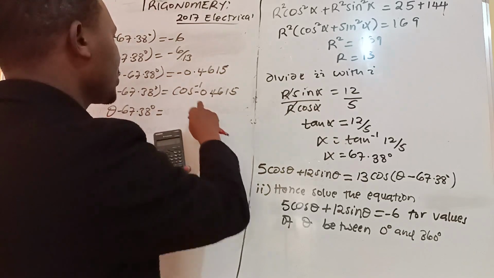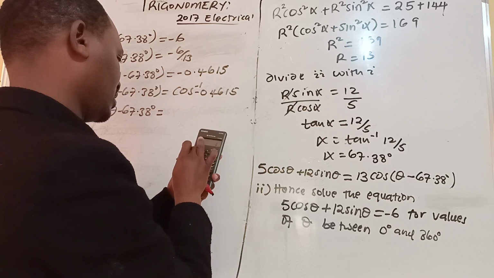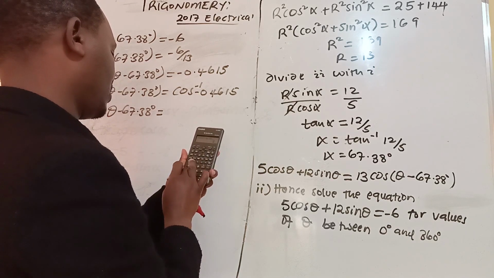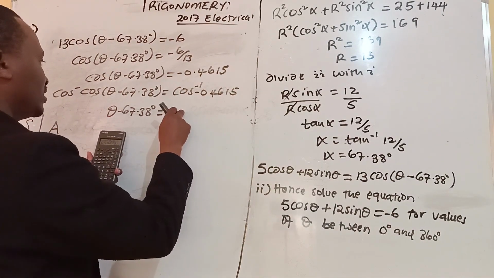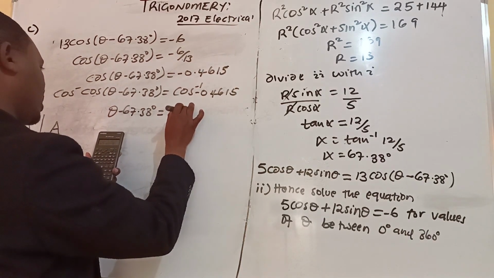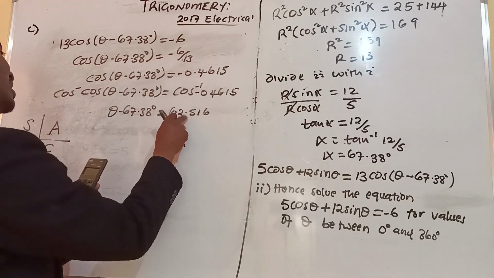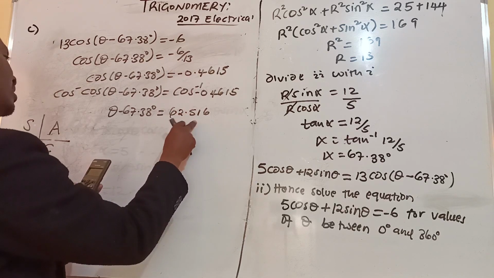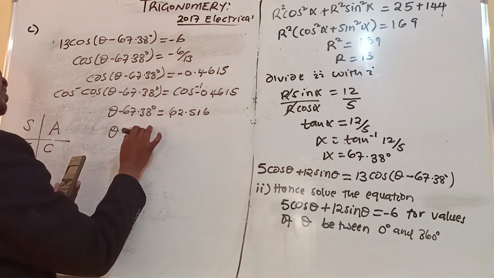So let us work with a positive value here. Shift cos inverse of 0.4615 will give us 62.516. The angle in the first quadrant is 62.516. We are not interested in this angle in the first quadrant. We want the angle in the second, so the second is theta minus 67.38 degrees.